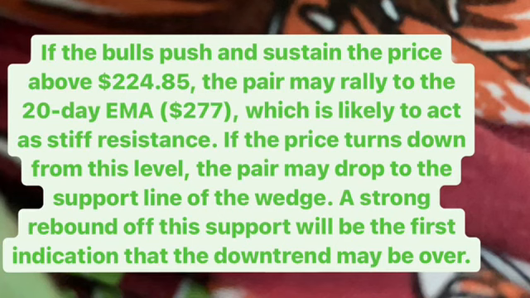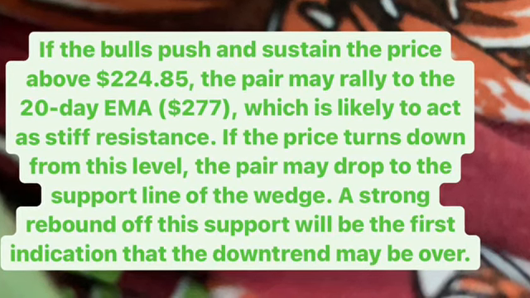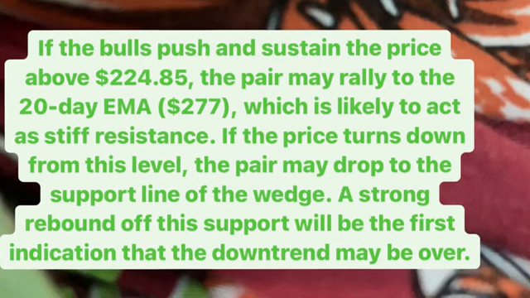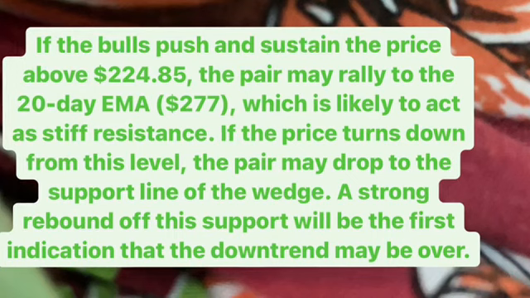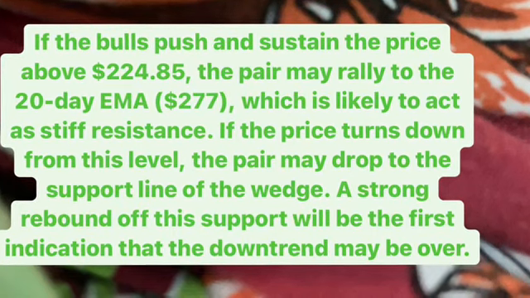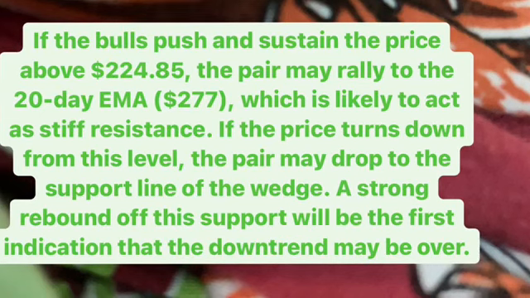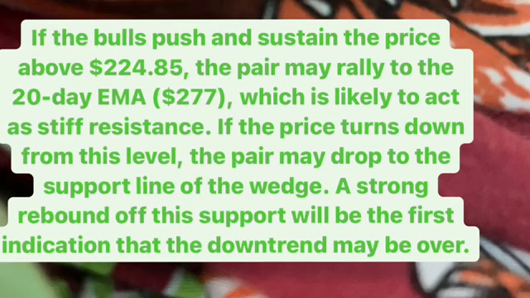224.85 US dollar, the pair may rally to the 20-day exponential moving average at 277 US dollar, which is likely to act as stiff resistance. If the price turns down from this level, the pair may drop to the support line of the wedge. A strong rebound of this support will be the first indication that the downtrend may be over.